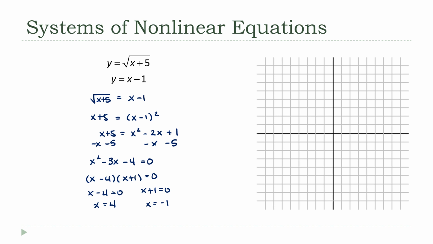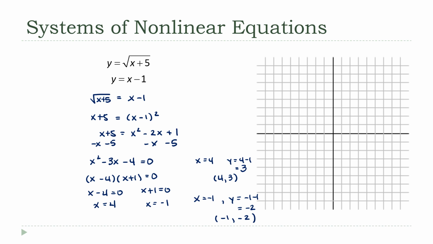Okay, good. So now I have to go back and find the y values, right? So if I put these into the, I'll use the second equation, right? When x equals 4, y is 4 minus 1, that's 3. So there's my first point, 4 comma 3. And when x is -1, I get my second point, right? Y equals -1 minus 1, which is -2. So I get two answers here.